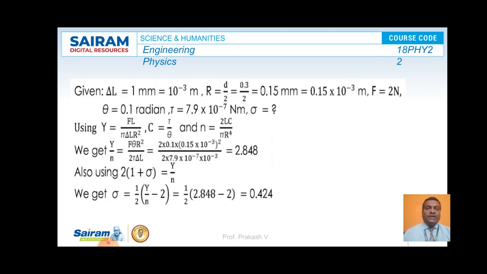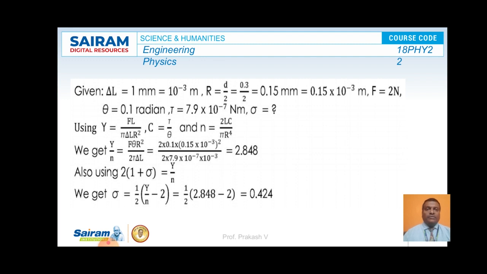The value of delta L is given as 1 mm, that is 10 to the power of minus 3 meter, and the radius is equal to diameter by 2, that is 0.3 by 2, equal to 0.15 mm or 0.15 into 10 to the power of minus 3 meter, and force is 2 newtons and theta is found to be 0.1 radian and torque is given as 7.9 into 10 to the power of minus 7 newton meter. So what is the value of Poisson's ratio sigma?